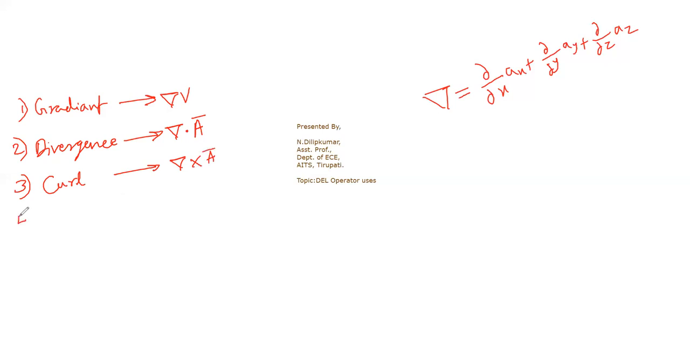And the last one, the del operator can be used as a Laplacian. Laplacian is also a mathematical expression, and it can be denoted as del square V, that is del into del V. So it is del square V. It is the Laplacian of a scalar. These are the four different ways the del operator can be used. Now let's look into them one by one, starting from the gradient.